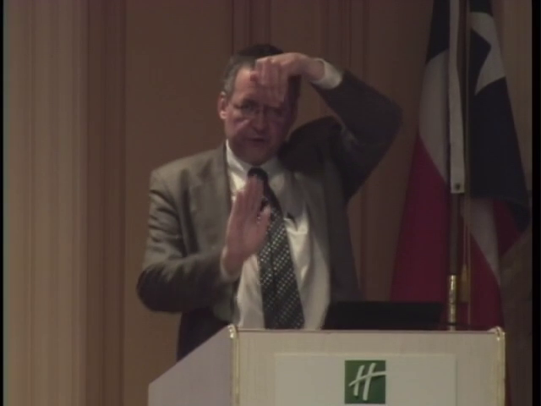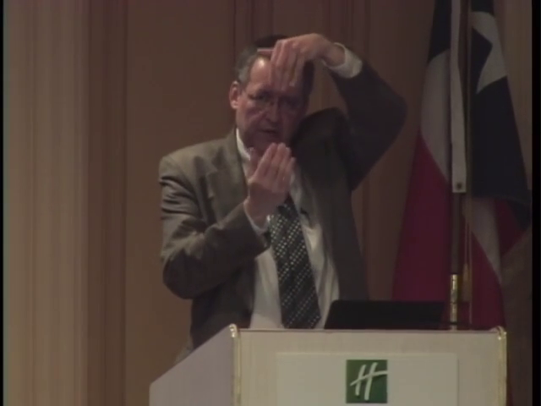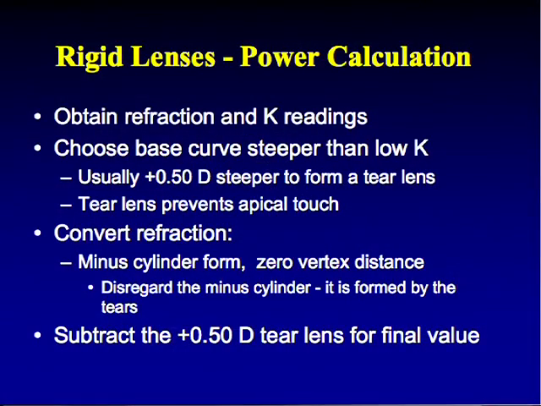Then what happens in the eye is that there's not somebody standing there, but the tears come in and fill the gap on the steeper side. So the take-home message is we choose a base curve that's steeper than the lower K, but you can't have it exactly matching because then there's no room for tears, so you want to vault it by a half diopter over the surface of the cornea. So you choose a lens that's 0.5 diopters steeper than the flat K.